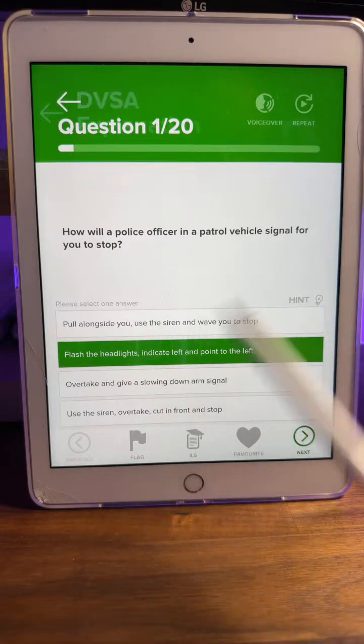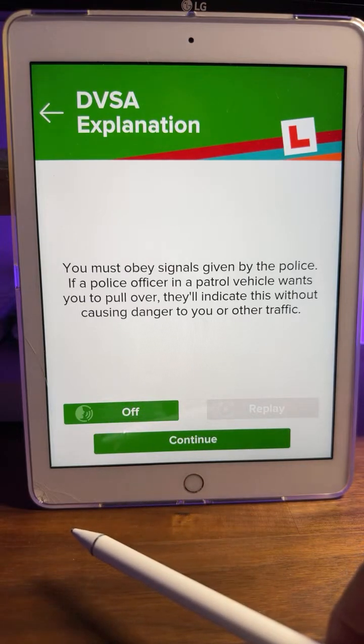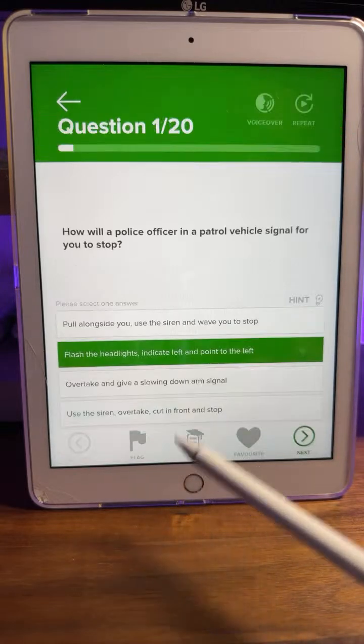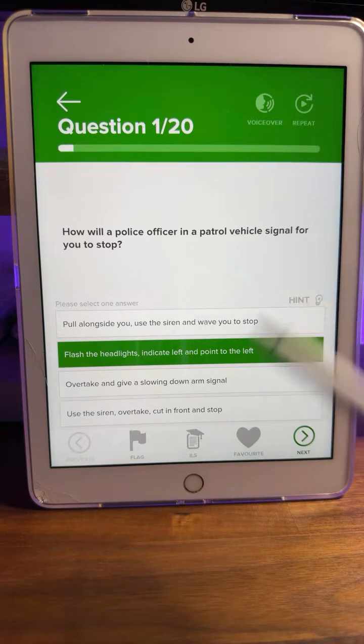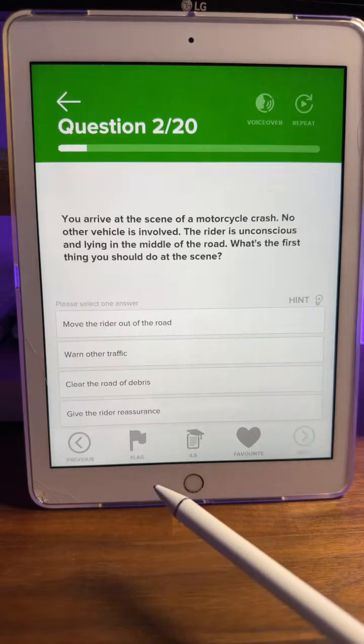Okay, we can look at the hint. And it is: you must obey signals given by police. If a police officer in a patrol vehicle wants you to pull over, they'll indicate this without causing danger to you or other traffic. Just like I said, the other options could potentially be dangerous, okay? So we know B, flash headlights, indicate left and point to the left, would be the safest option. Pretty much all these on the screen are saying B, so let's go with B. Sounds good to me.